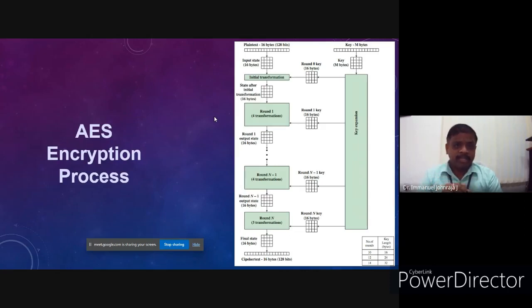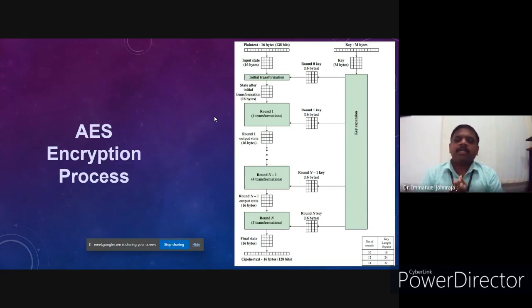For the transformation, the round 0 key is given. That is again 16 bytes in size. Generally, it is the XOR. Then you get the state, and then you go for the round 1 transformation. There are 4 steps in the round 1 transformation, as we are going to see shortly. The initial transformation, you can think of as the initial permutation, very similar to your DES. Now it goes for the round function.